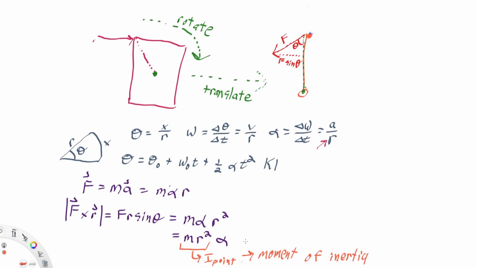So that this whole thing can be written as, and then this thing here, this F r sine theta, we call that torque. So that now this whole thing can be written as torque equals I alpha. And it looks nice and compact, just like Newton's second law.